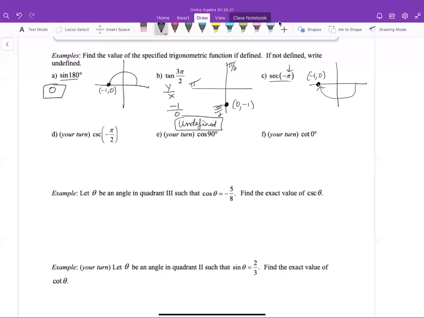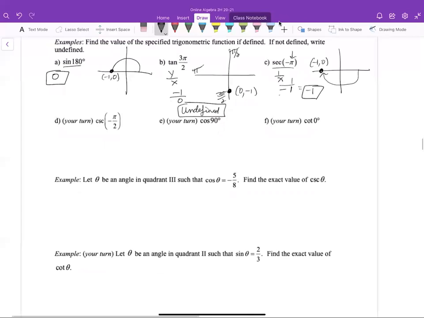Secant is related to cosine. Cosine is the x value and secant is 1 over x. What is the x? It's -1. So 1 over -1 is -1. There's your answer. All right, try the next 3.